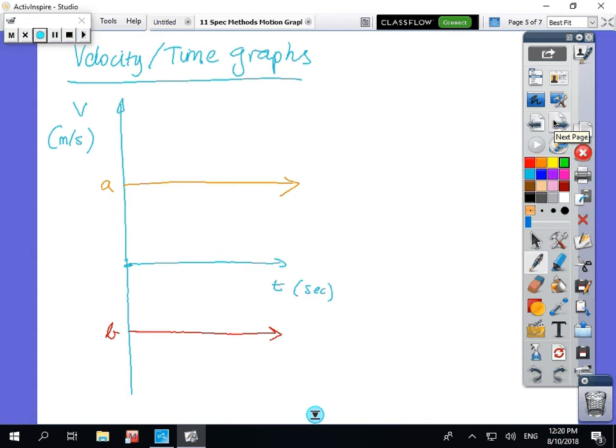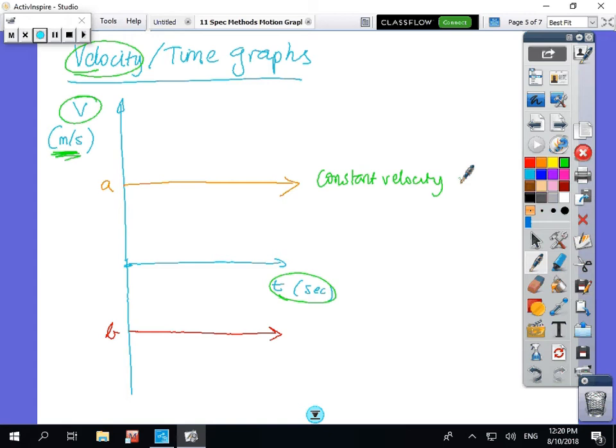Now we're looking at a different type of graph. Rather than having distance, we're actually measuring velocity, and velocity is measured in meters per second or kilometers per hour, and here time is in seconds. Note, this is velocity, not speed. Different things. This first one is a constant velocity equal to a meters per second. Therefore, if the velocity is constant, then the acceleration is 0.